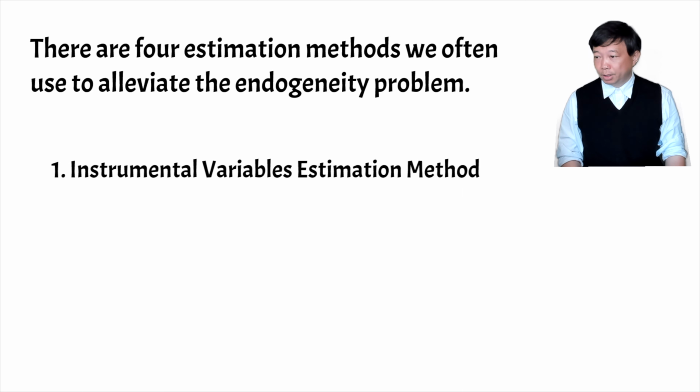Since endogeneity is caused by the correlation between the explanatory variable of interest, x, and the error term epsilon, we can find another variable, z, that is not correlated with the error term. We replace x with the projection of x on z. The estimate is consistent because the projection is no longer correlated with the error term.